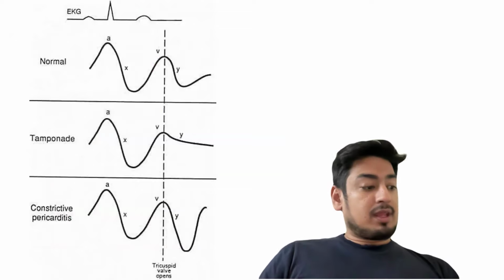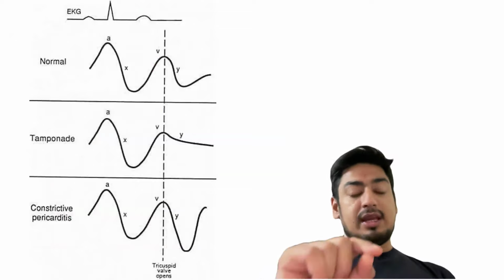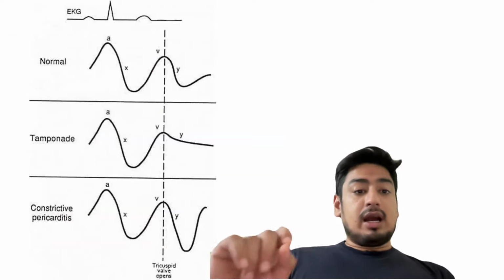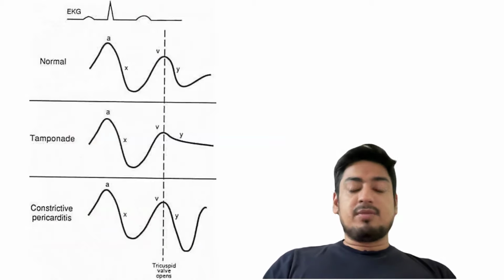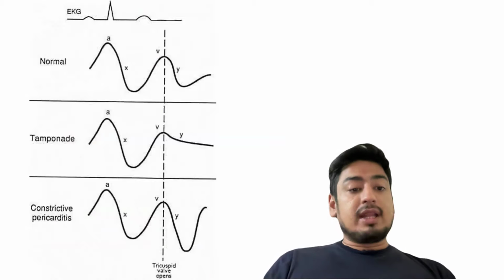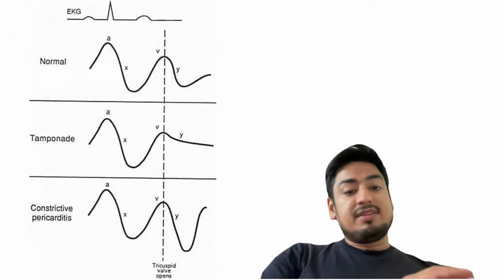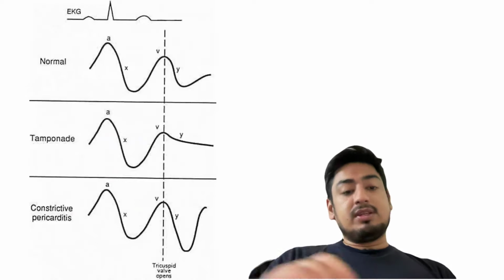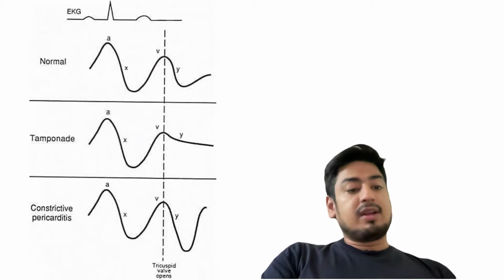You can see that the normal JVP looks like the first image. It has an A wave, X descent, V wave, Y descent, and a C notch in between. Out of this, the A wave is more prominent than the V wave, and the X descent is more prominent than the Y descent. Now, in cardiac tamponade, you can see there is a prominent X descent, while the Y descent is absent. You can see the flattened Y wave. So this is the JVP of tamponade. You have to identify it very carefully.